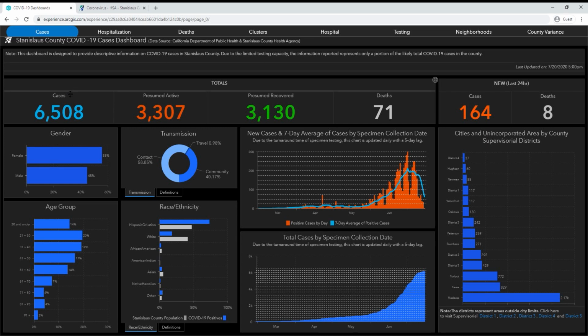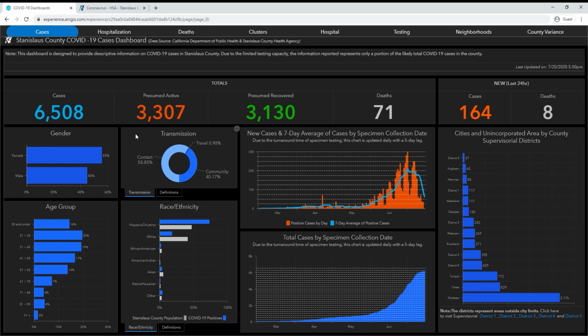Here you can find the overall amount of cases currently reported in Stanislaus County, the number of deaths that have currently been reported, as well as the number of presumed recovered and presumed active cases. Presumed recovered cases are those cases who either have been hospitalized and discharged, or cases that develop symptoms and 14 days have passed following symptom onset, or cases that never develop symptoms and 14 days have passed following the specimen collection of their COVID-19 positive test. All other cases that are not presumed recovered are presumed active.